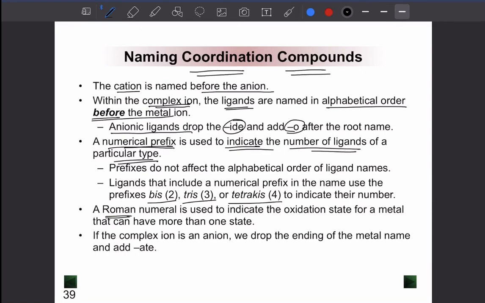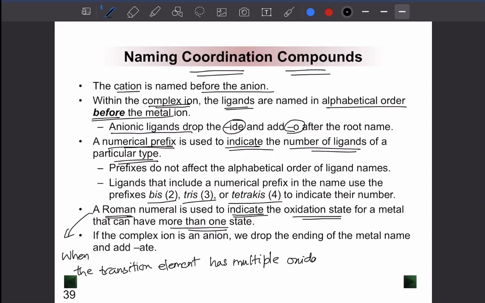Now, a Roman numeral is used to indicate the oxidation state of the metal that can have more than one state. You only use this when the transition element has multiple oxidation states. Next, if the complex ion is an anion, we drop the ending of the metal and write ate.